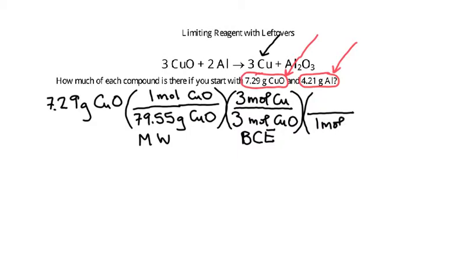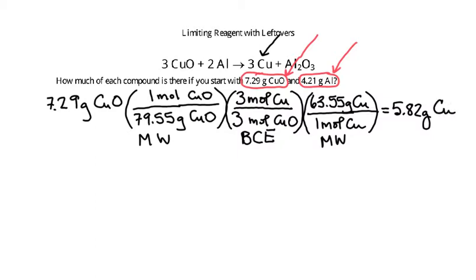And 1 mole of copper weighs 63.55 grams. That's the atomic weight, or the molecular weight. There's really only one atom, but we can call it molecular weight. So that means that the grand total of copper that you can create from 7.29 grams of copper 2 oxide is 5.82 grams of copper. So that's our first step, to figure out how much copper we can make from the copper 2 oxide.